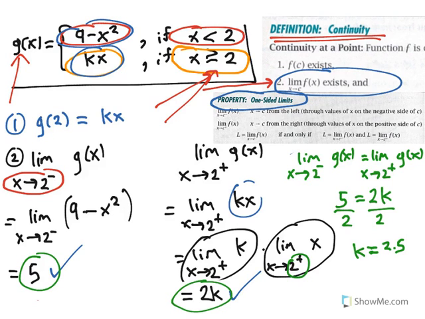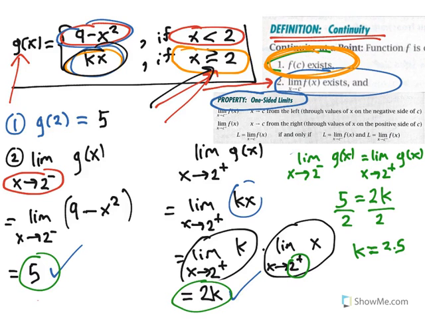And when k is equal to 2.5, if you go back to condition number 1 from the definition of continuity, what would g of 2 be equal to? Well, g of 2 would be equal to k times x, right? You're using the second rule to evaluate g of 2. Now that we know k should be 2.5, g of 2 would be 2.5 times 2, which would be 5. So g of 2 would be 5.